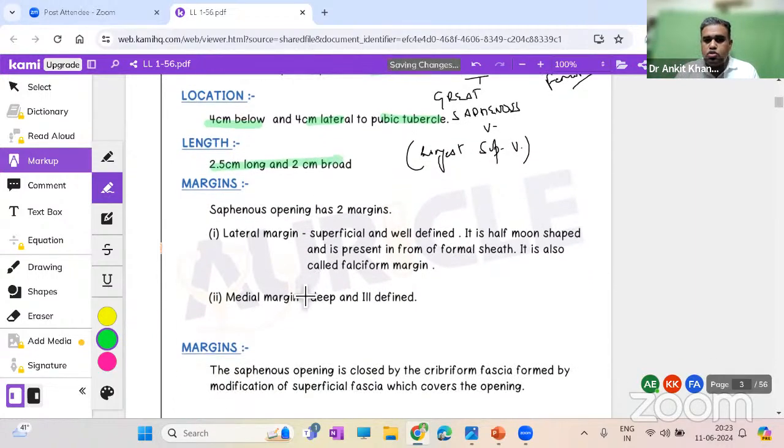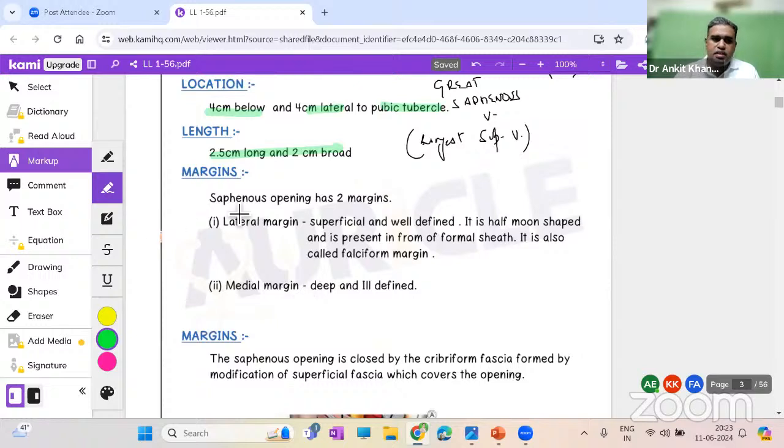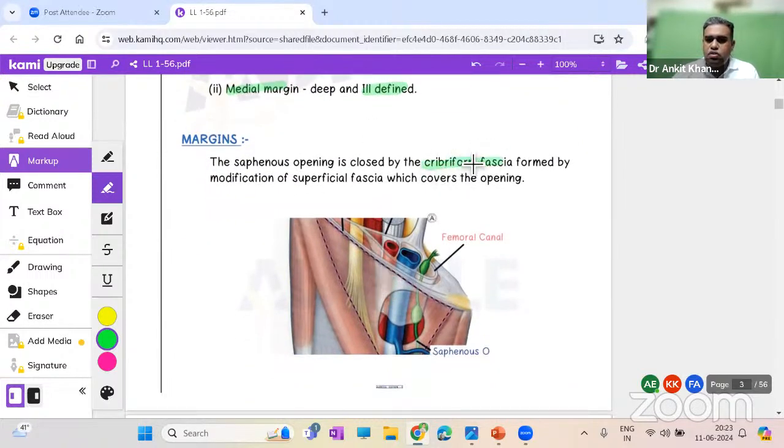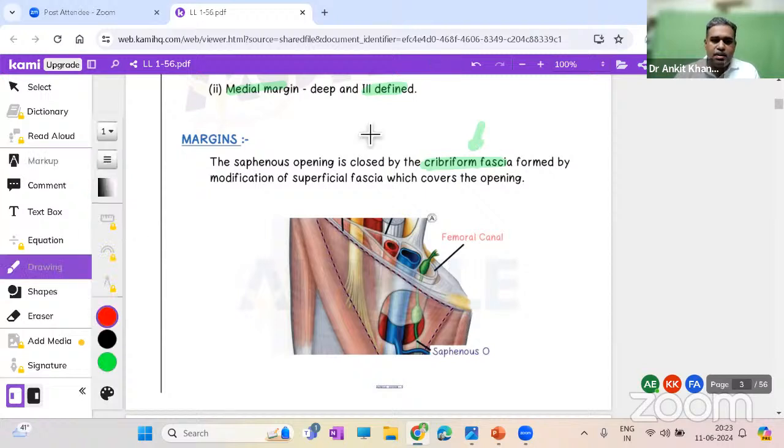Now it has two margins, lateral margin and medial margin. Just say the lateral margin is more well defined and the medial margin is ill defined. That much is sufficient. Then the opening is also closed by a fascia known as the cribriform fascia. So this word you can add over here. That is actually a modification of the superficial fascia. So remember the term cribriform. Technically, cribriform means a sieve-like structure, like the sieve we use in our kitchens normally. That is the meaning of cribriform.